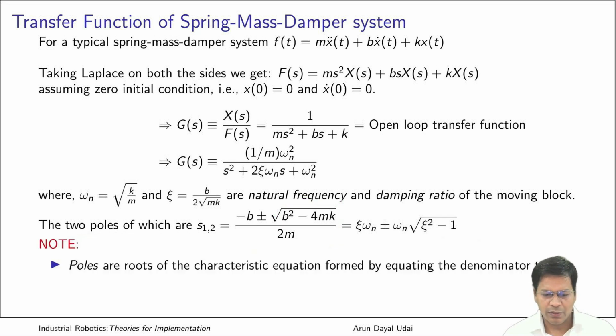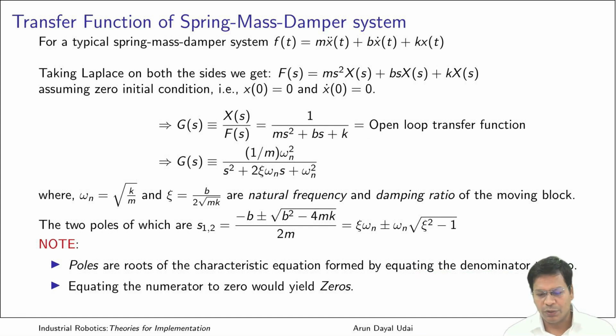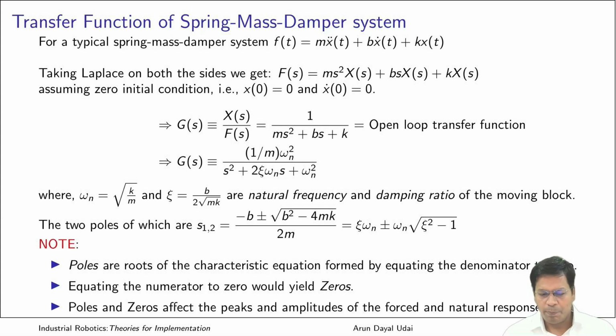The poles are nothing but the roots of the characteristic equation formed by equating the denominator to 0. So this is your denominator, and taking the roots of that gives what are known as the poles. Equating the numerator to 0 gives the zeros, so the roots of the numerator are known as zeros. Poles and zeros affect the peaks and the amplitude of the forced and natural response of these systems.